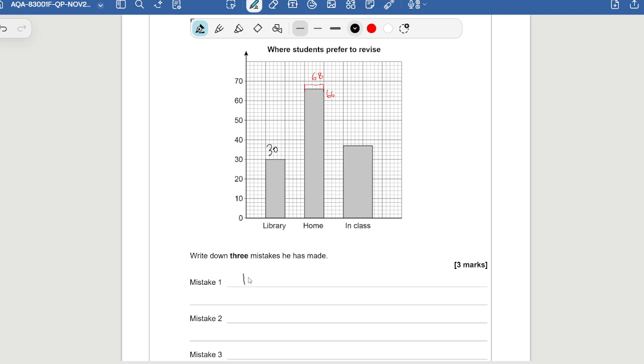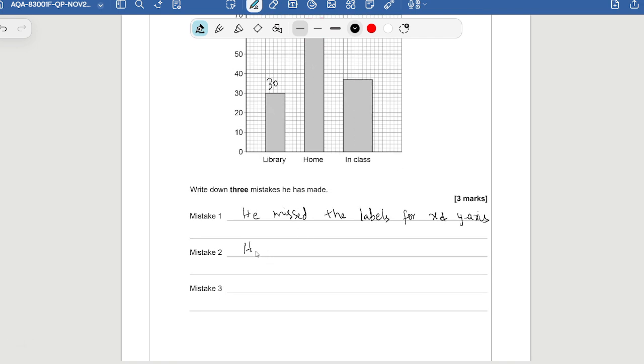First thing is he missed the labels for x and y axis. He needs to write here like this is the frequency or the number of children, something like that. And the second mistake was he drew this bar for home. The height of the bar for home is not correct.